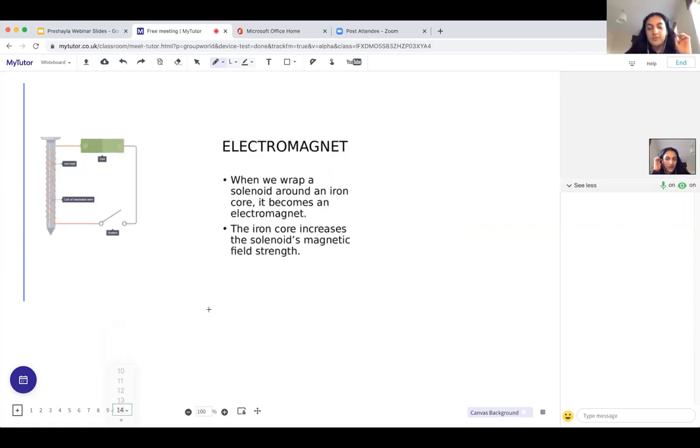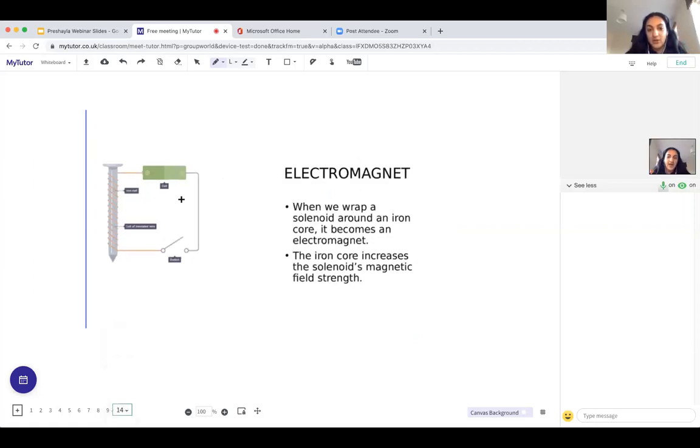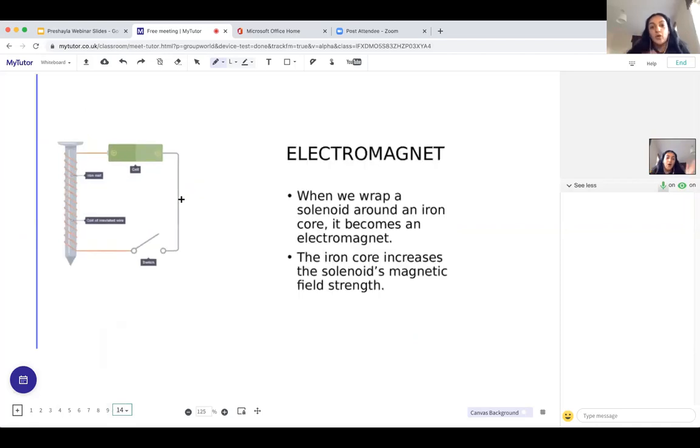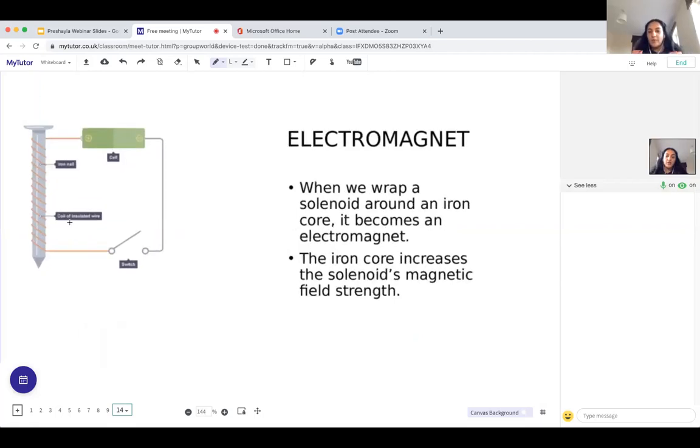Okay, so making an electromagnet. So we're taking our solenoid one step further. So you can see our solenoid here, the orange wire, lots and lots of coils of wire. Now, when we put an iron nail in the middle of our solenoid, it becomes an electromagnet. It uses this idea of electricity and magnetism and binds them together to create an electromagnet.